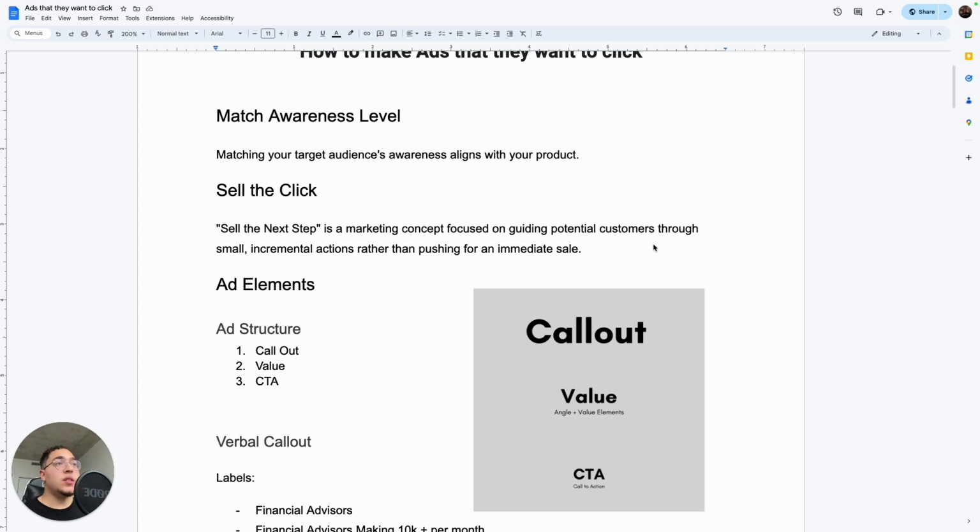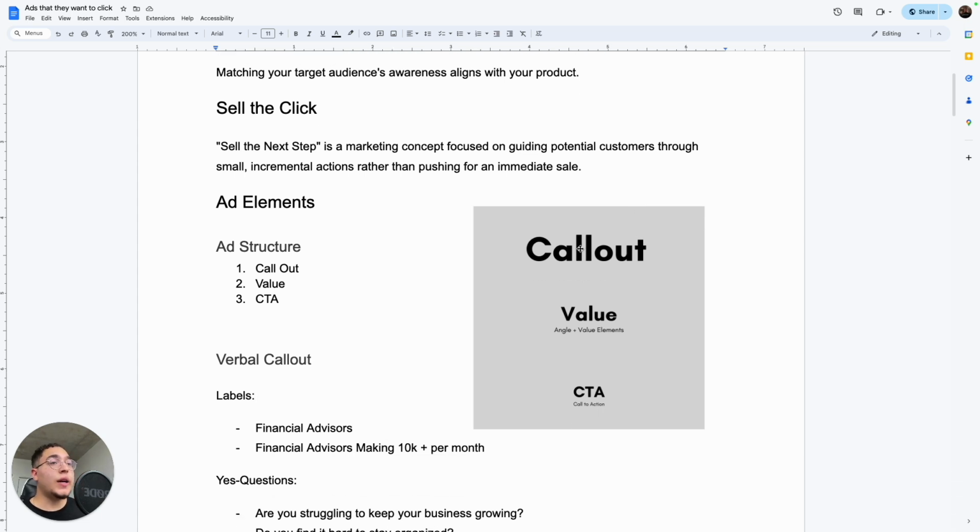In one ad, there are different types of elements. We're going to start with the ad structure. So this is an ad structure, very basic for static ads, meaning images. The first one is a call out. The second is where you deliver the value, and the third is the call to action. We're going to look at each one individually right now.